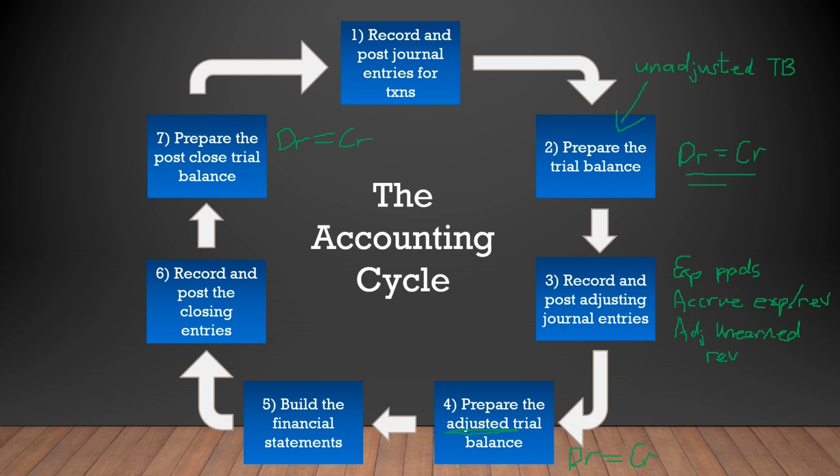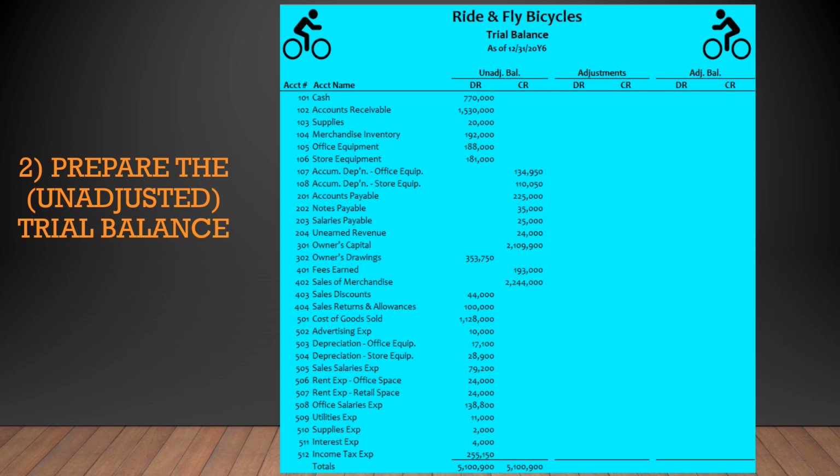For the purpose of this example, let's imagine we've already recorded and posted our journal entries as they occurred during the month. Consequently, we pick up this process in our accounting cycle with step 2. At this point, we've already recorded our journal entries for the transactions that occurred throughout the month. Once we finish with the last of those journal entries, we prepare our first trial balance, or the unadjusted trial balance.